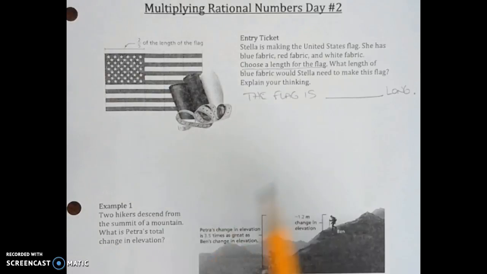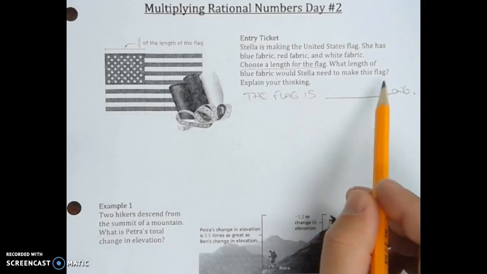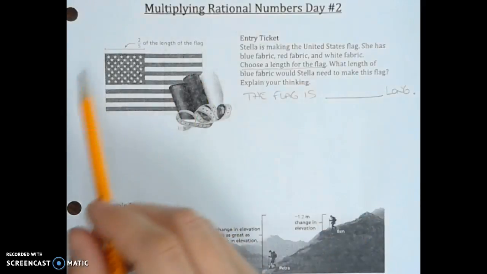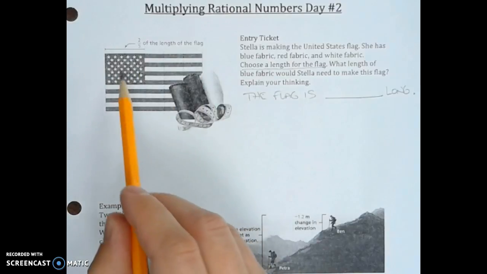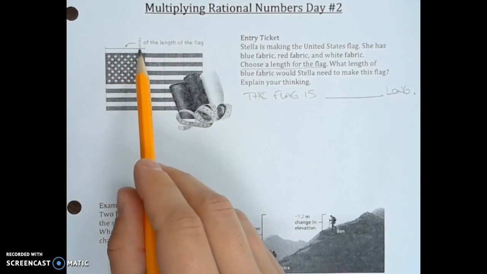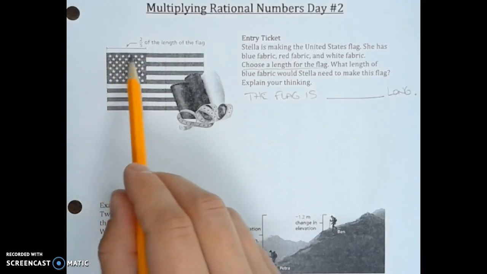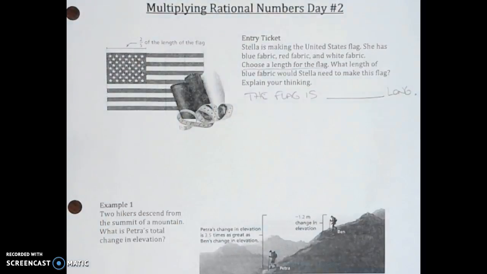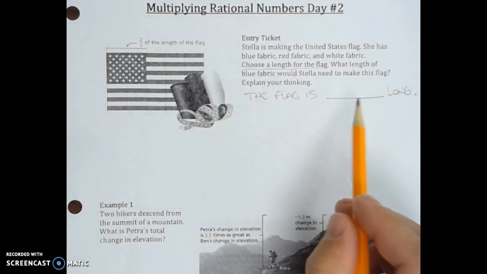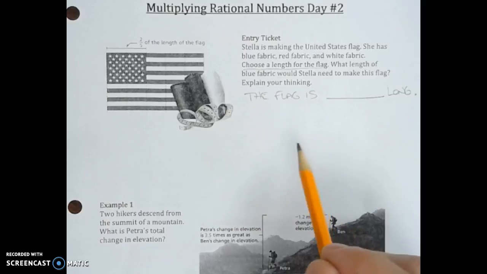Okay, based off of the length that you choose, it says, what will the length of the blue fabric Stella needs in order to make the flag? And if you look here at your picture, you see this is the blue part of the flag where the stars are. They tell you that that's 2/5 of the length of the flag. This length of the blue part is 2/5 of the entire length that you've decided. And so what I want you to do, again, pick how long you want your flag to be, and then based off of the size that you created your flag, I want to know how long should your blue part be.